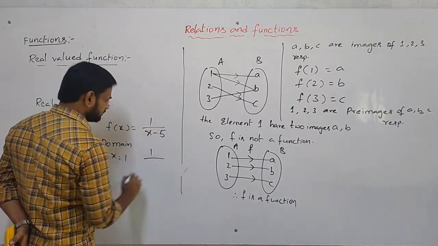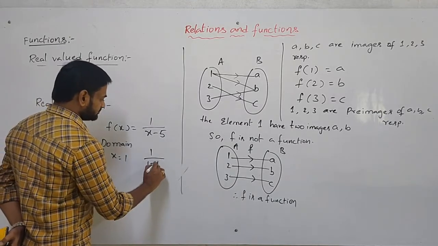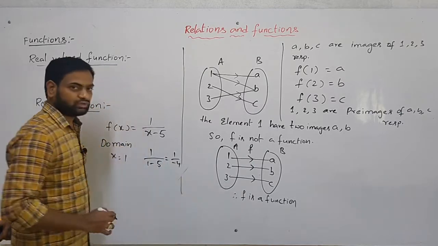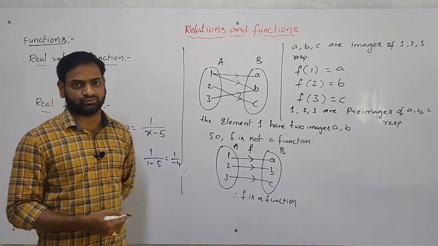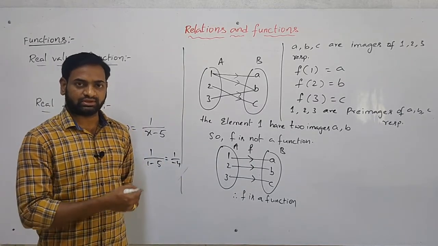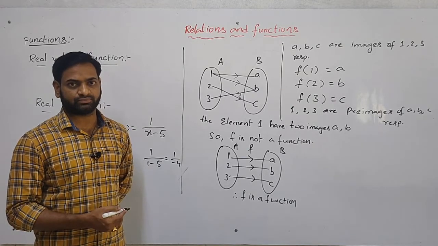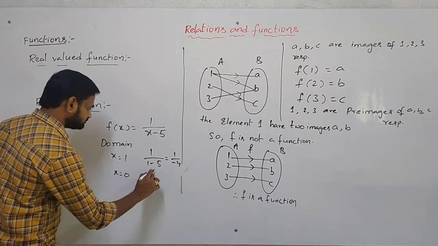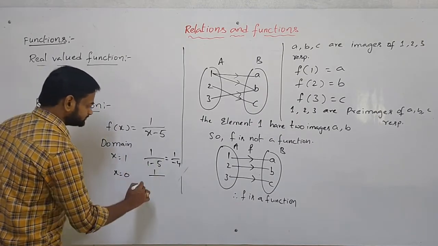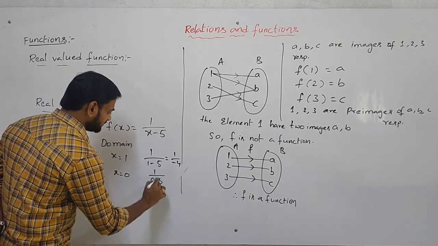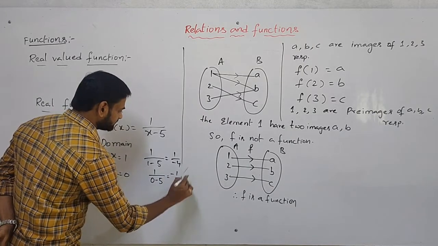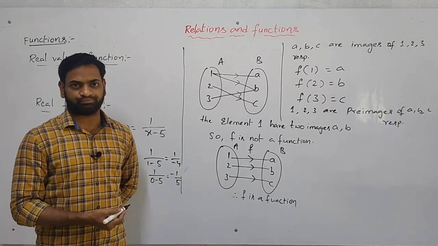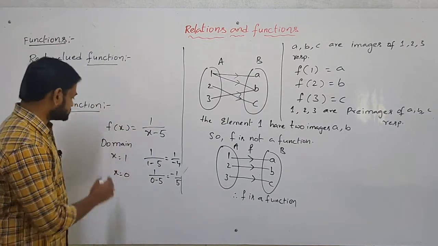Substitute x = 1: 1 by 1 minus 4, that is 1 by minus 4. So 1 by minus 4 is a definable value. In the same way, if we take x equal to 0, 1 by 0 minus 5, that is minus 1 by 5. So minus 1 by 5 also is a definable value. Yes, we can take these values.